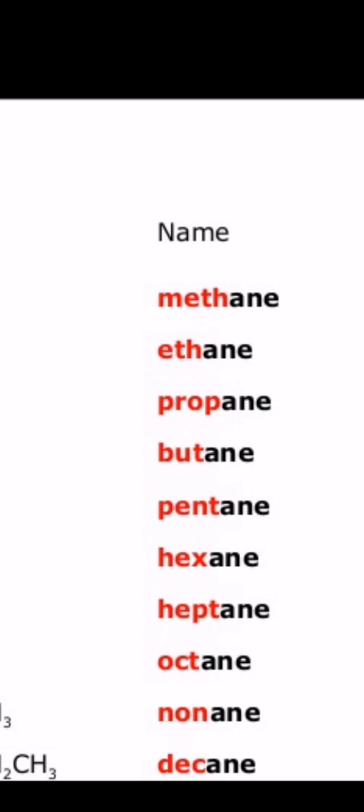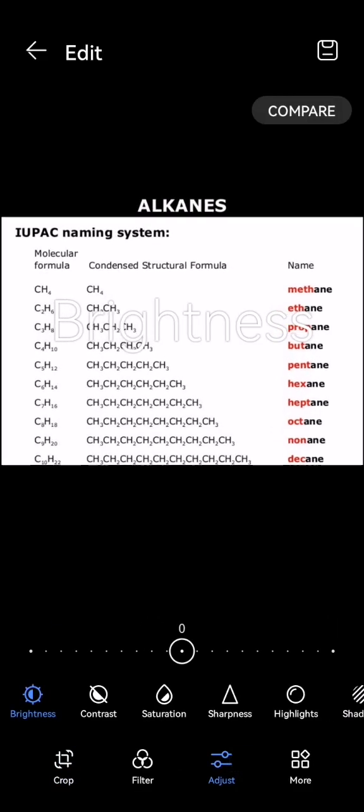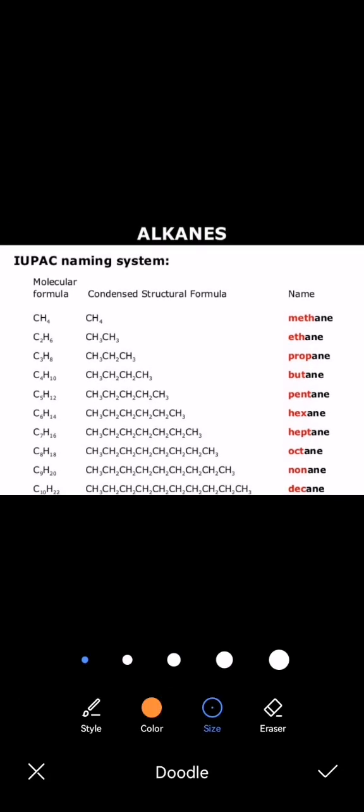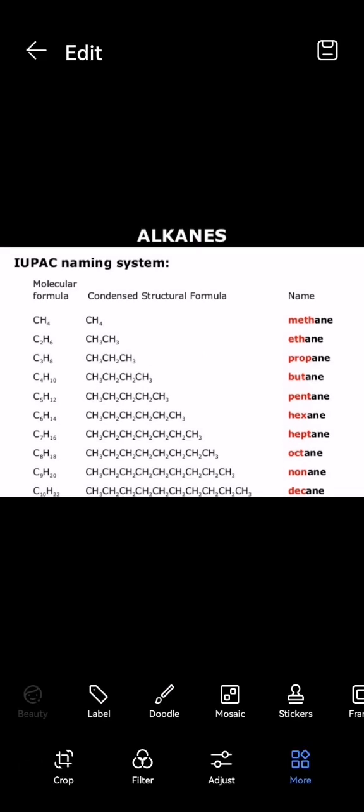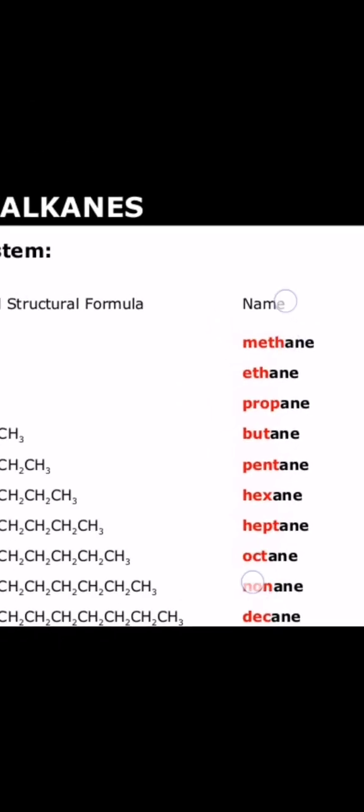But now the suffix is going to differ for alkynes. For alkynes, we are going to have YNE as our suffix. If you look, we have ANE right here because this is alkanes. But for alkynes, we're going to have YNE as our suffix, which means we're going to have ethyne, propyne, butyne, pentyne, etc. So that's how these things get named.